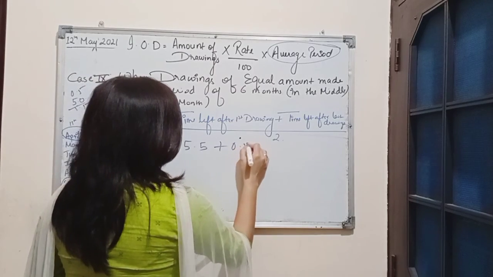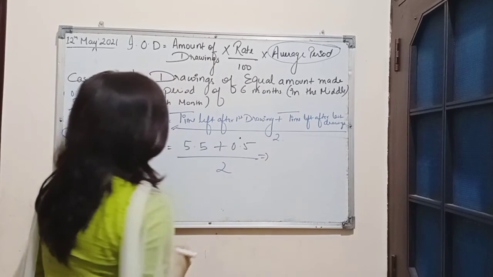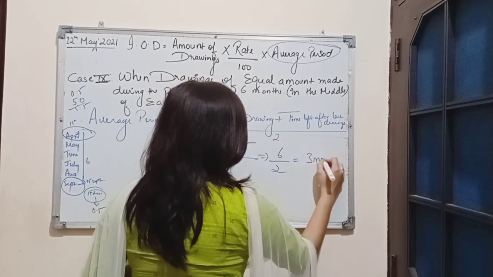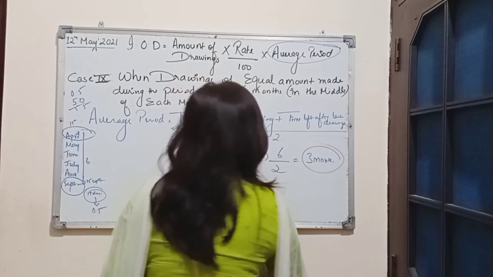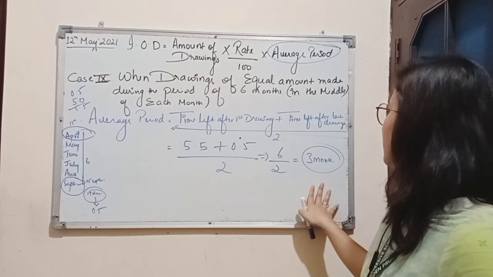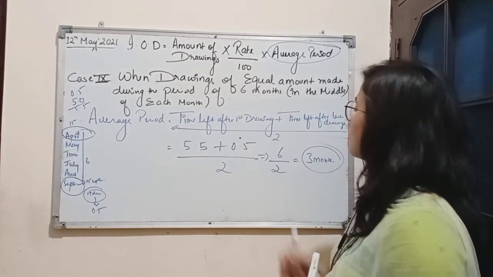The time left after the last drawing will be 0.5. So 5.5 plus 0.5 is 6, divided by 2. We will get the time duration of 3 months. So in this case, the average period will be calculated for 3 months.